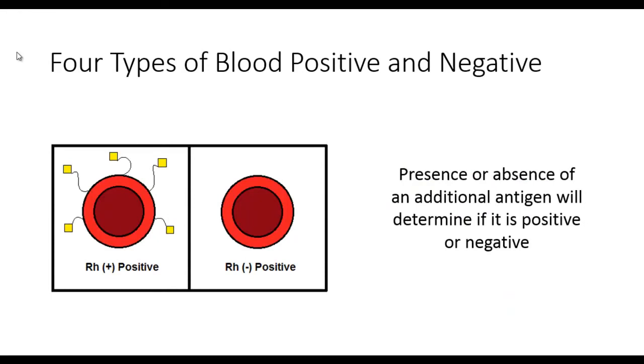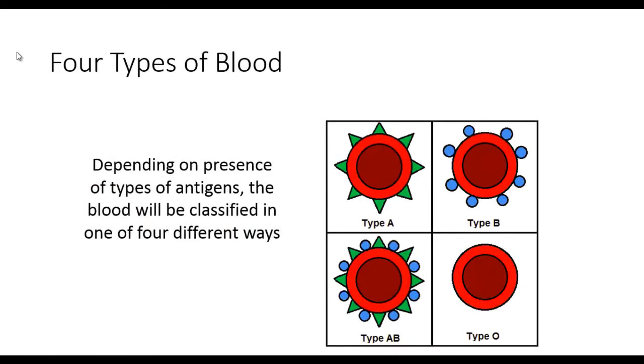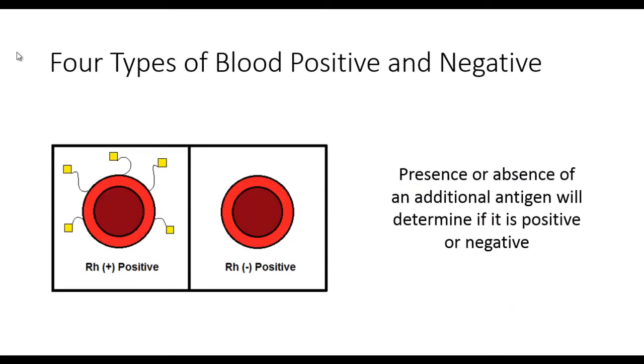The presence of the RH markers, or RH antigens, will determine if it's positive or negative. If the blood type has it, it's positive. If the blood type doesn't have it, it's negative. So in other words, if we look at type A, for example, if that particular person has the type A antigen and the RH antigen, then they are A positive. If they don't have the RH antigen, they're A negative. Pretty straightforward.